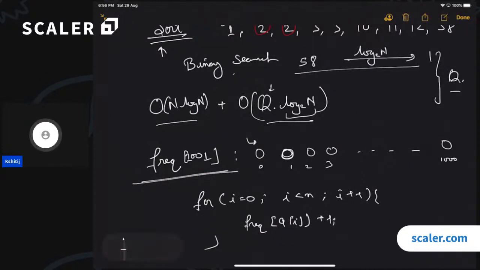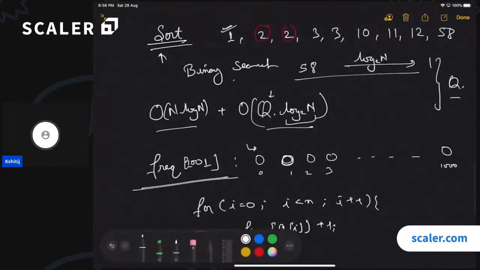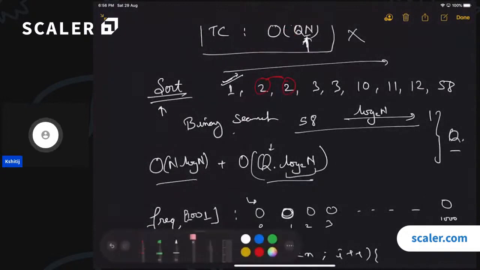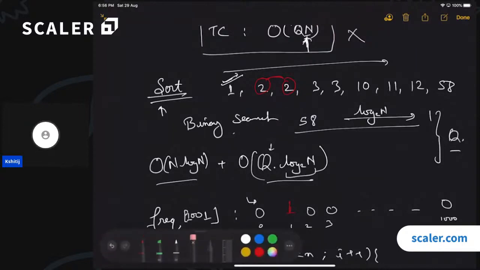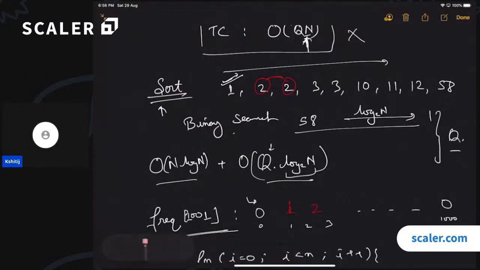If I just do this, what will I get? In this array, frequency of 1 will be increased to 1, right? And then frequency of 2 will also be increased, and it will be 2. Frequency of 3 will also be 2, and so on, right?